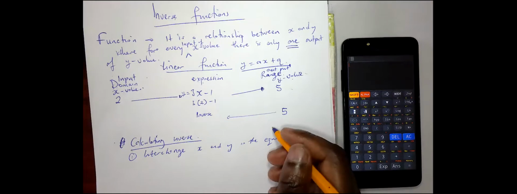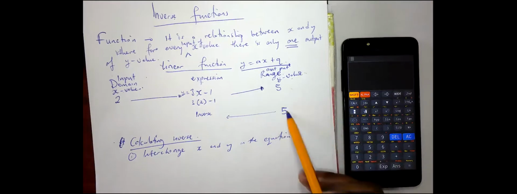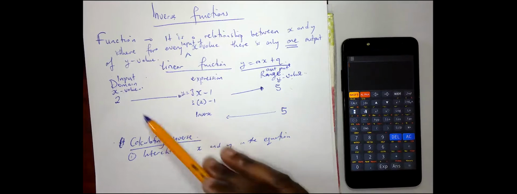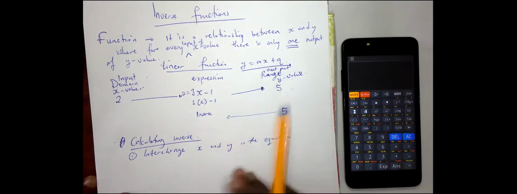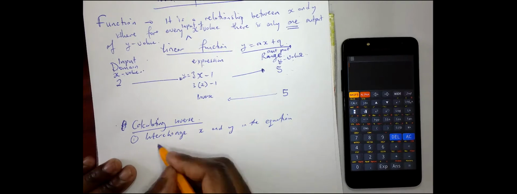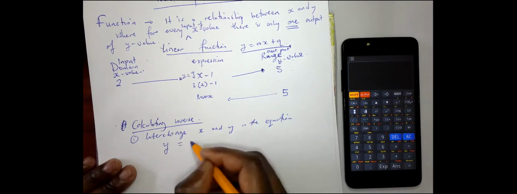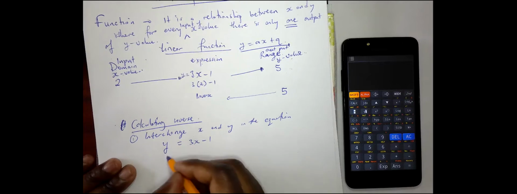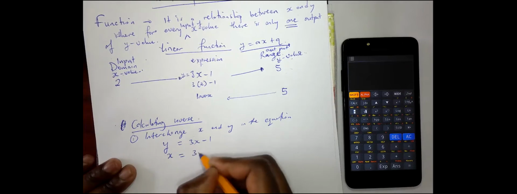So here we want to find the inverse. If we substitute with 5, we get 2. So what are we going to do now? The rule for calculating the inverse. Step number 1, you need to interchange x and y. We know that y equals 3x minus 1. Now you need to interchange x and y, so it's going to be x equals 3y minus 1.